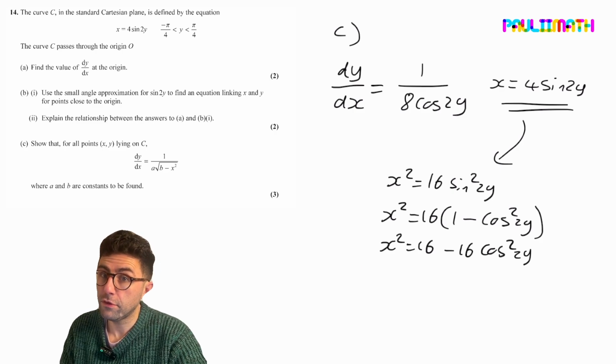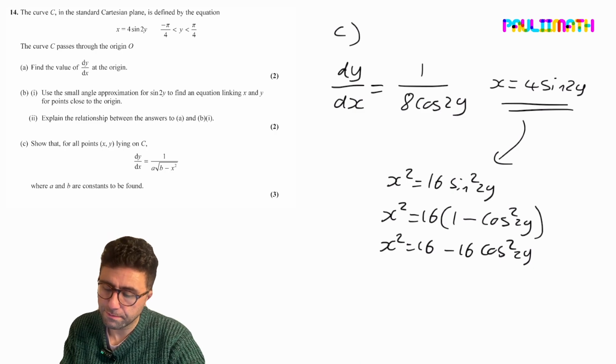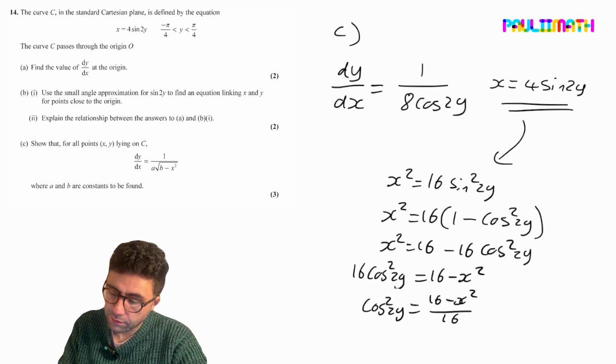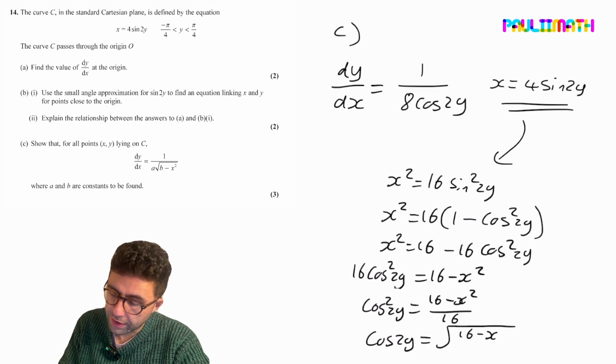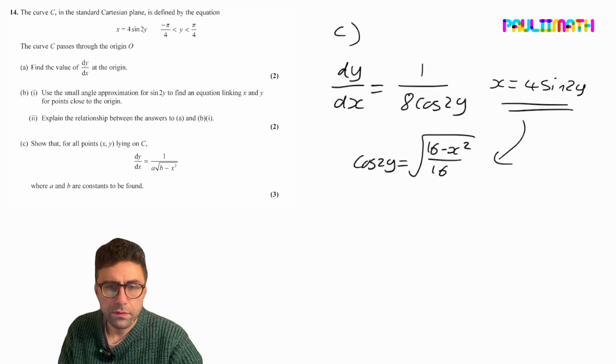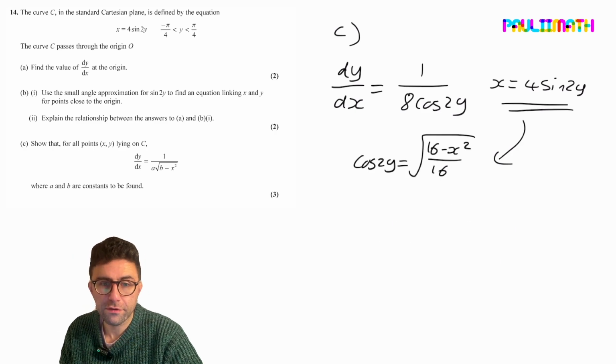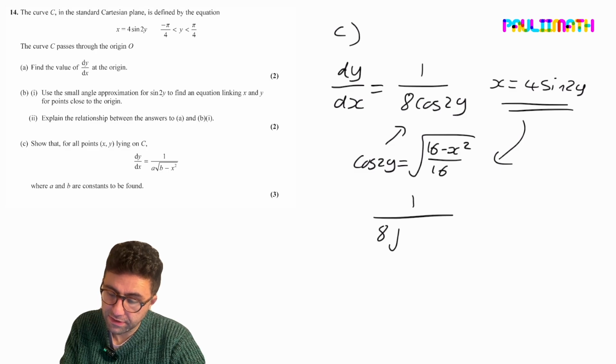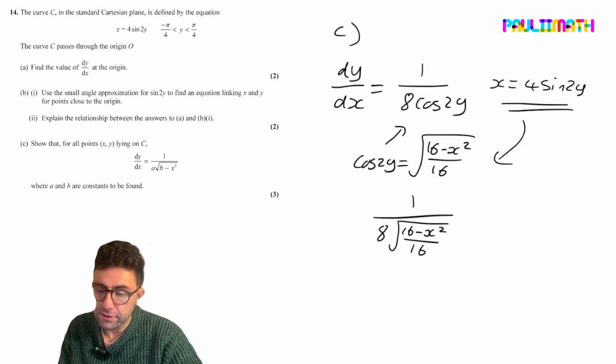If we can make cos 2y the subject, we can sub it into the derivative. 16 cos squared 2y equals 16 minus x squared. Cos squared 2y equals 16 minus x squared over 16. When we take the square root, cos 2y equals the square root of all that monstrous stuff. So moving the cos 2y up there, and now subbing it in to our dy by dx, let's see what it looks like. 1 over 8 times the square root of 16 minus x squared over 16.